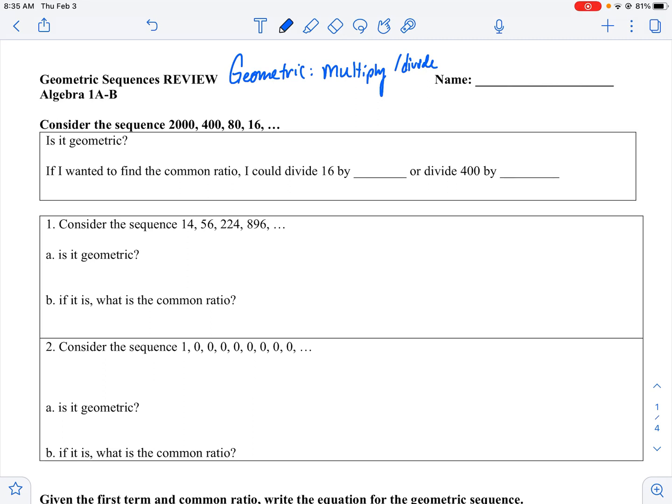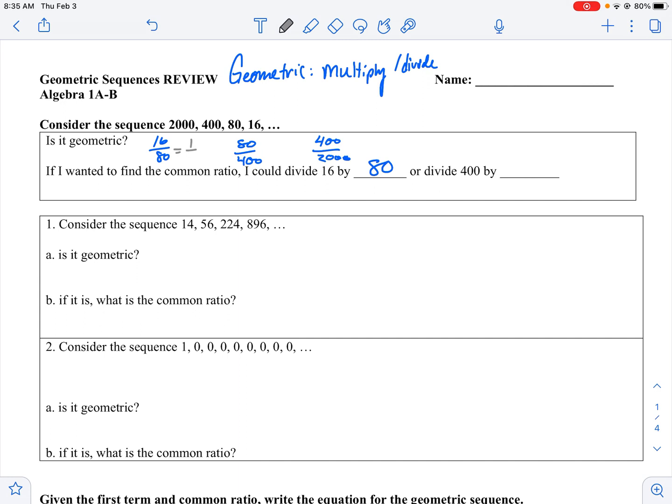2, 80, 400, 2,000, to see if it's geometric, what I would have to do is take each number and divide it by the one that came before it. So I could take 16 and divide by 80, or 80 divided by 400, or 400 divided by 2,000. And what I'm going to try to do is see if these get me the same decimal or fraction every time.